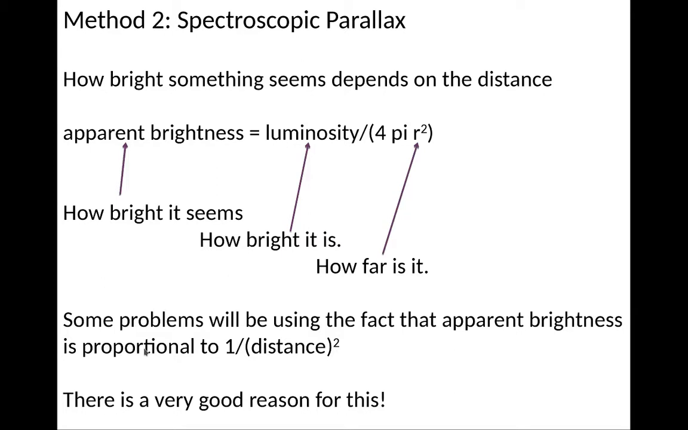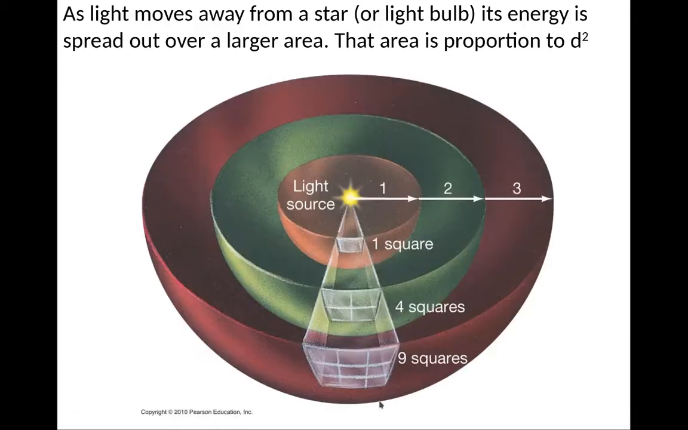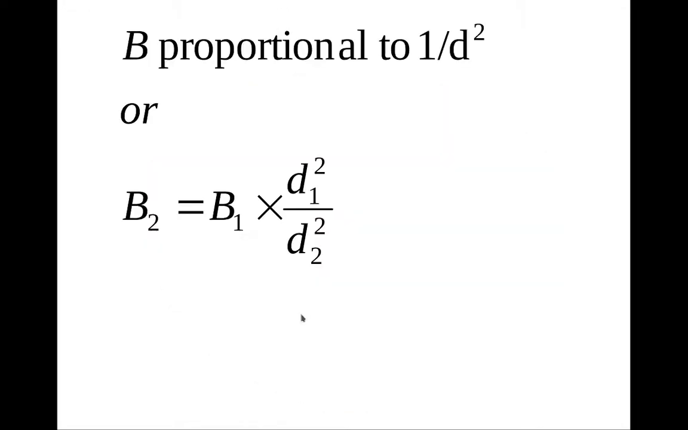So some problems that we will be using will be based on the fact that apparent brightness is proportional to 1 over the distance squared. There's a very good reason for this. As light moves away from the star, its energy is spread over a larger area. That area is proportional to the distance squared, and so that's why the light drops off as 1 over distance squared.